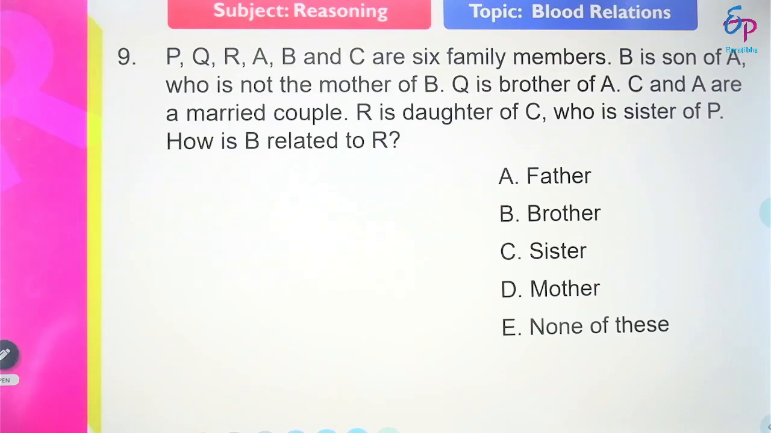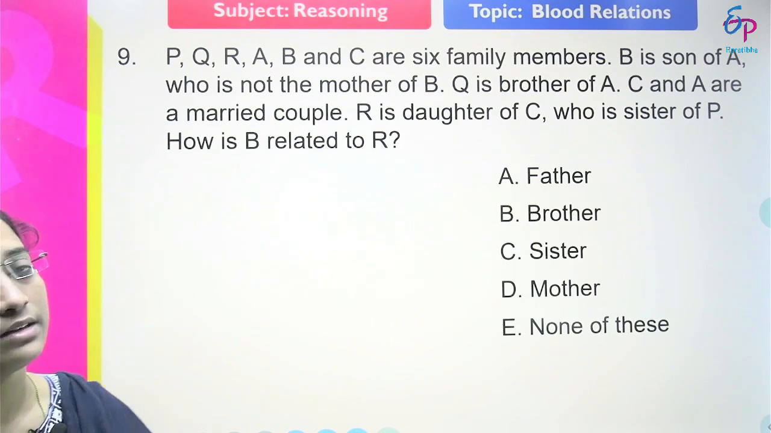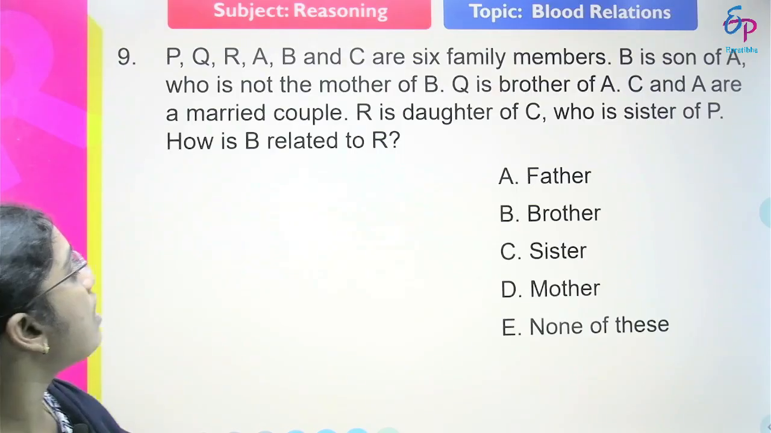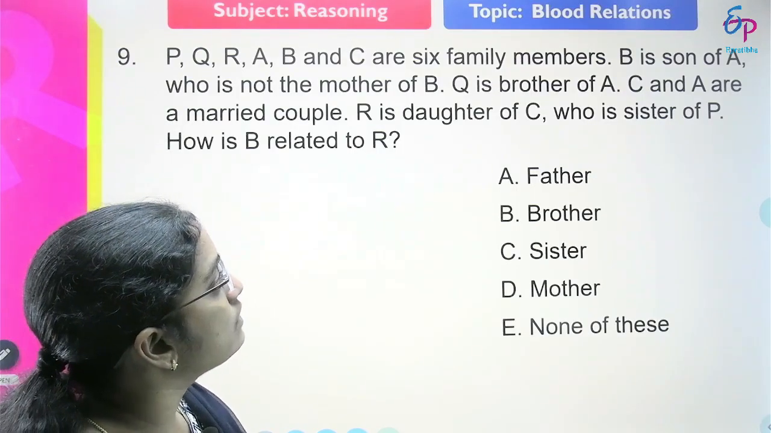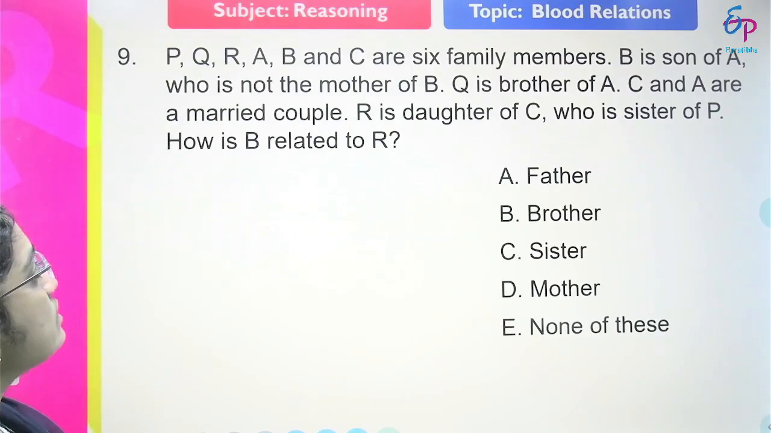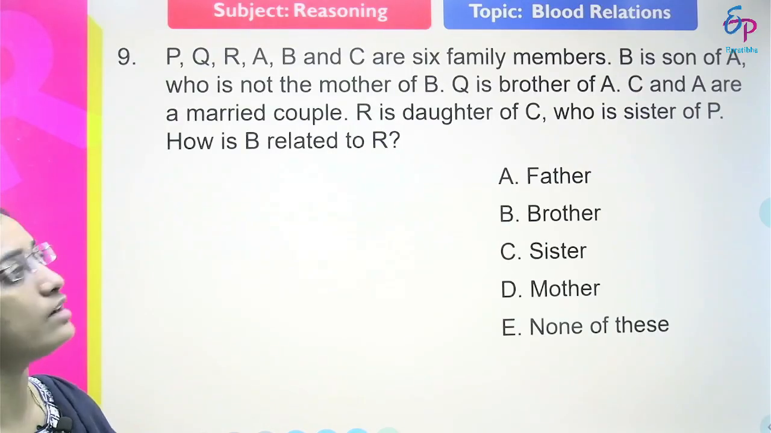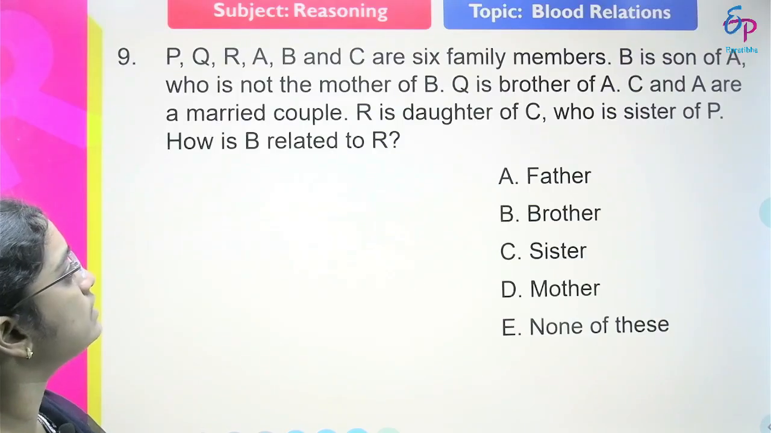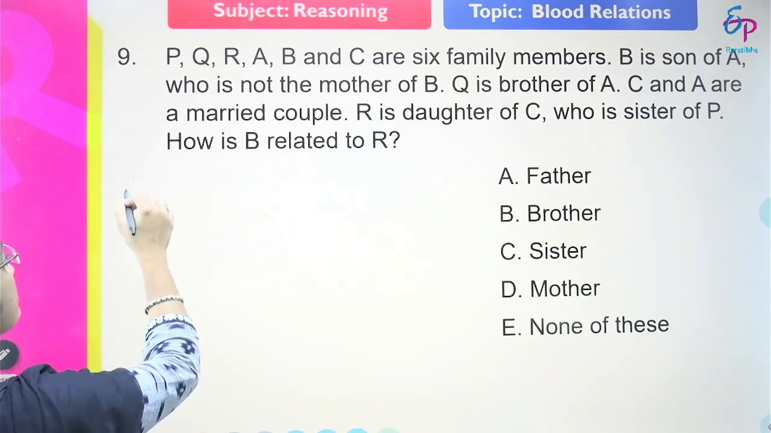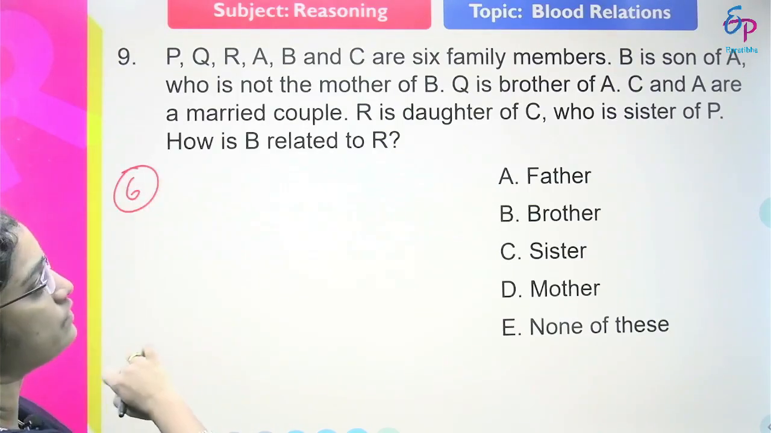Yes, here we are having some other different question related to the same puzzle type question, friends. For these types of questions, definitely first we need to take a family tree diagram, right? P, Q, R, S, A, B and C are 6 family members. B is son of A, who is not the mother of B. First, what is the information? P, Q, R, A, B and C are 6 family members. So totally we are having 6 persons in that family.